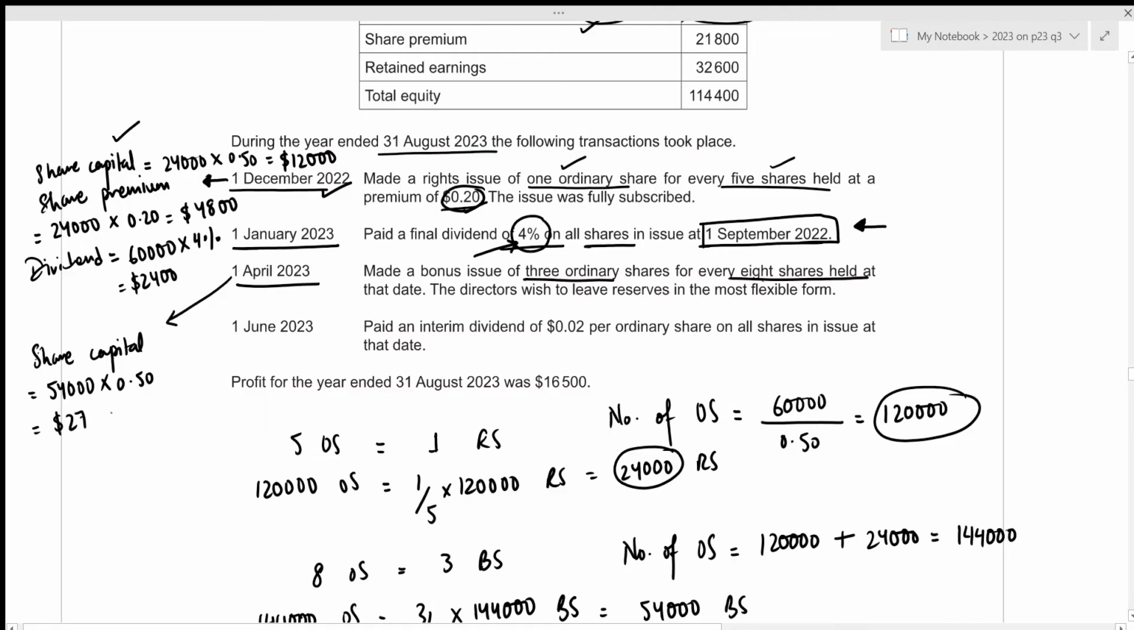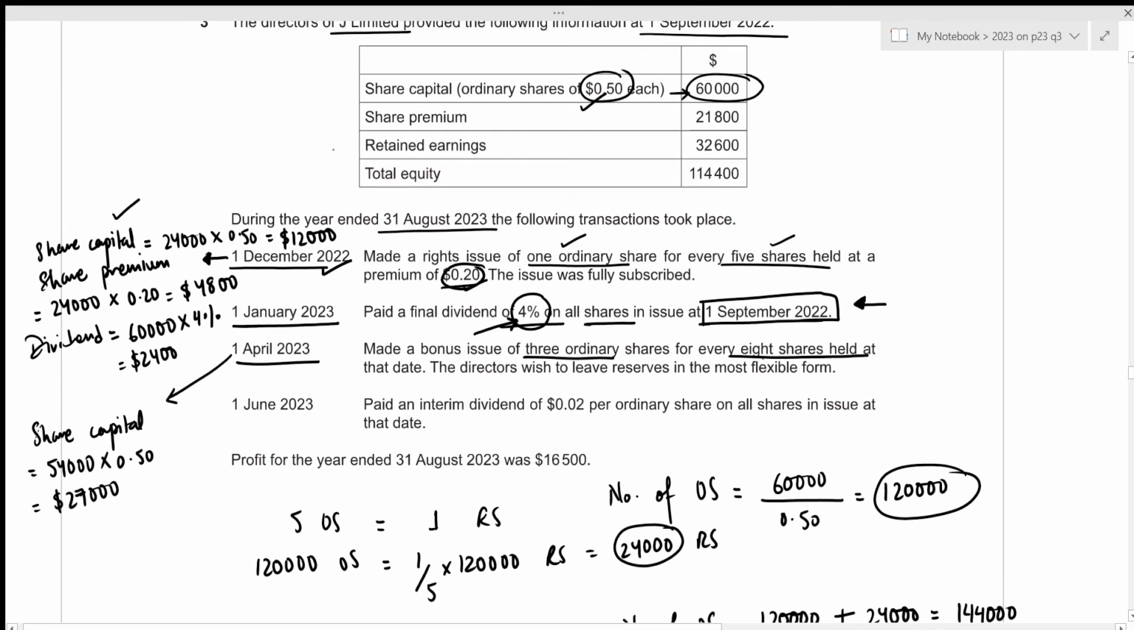So our share capital will be increased by 27,000. But also remember that the bonus issue will be funded by our reserves. So the very first reserve that we have to utilize will be our share premium. And remember, at that date, the share premium will also be increased by 4,800.